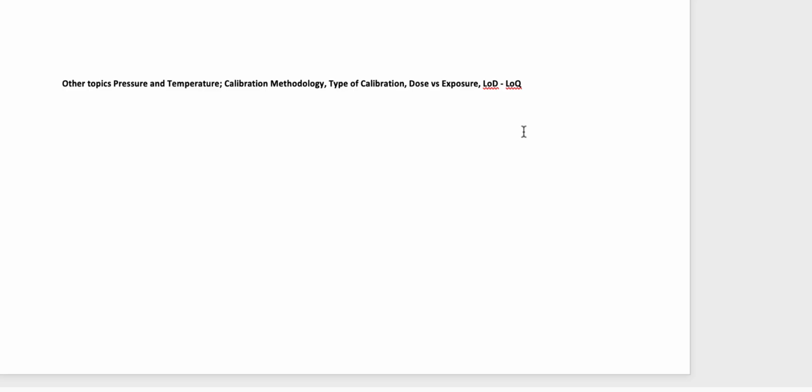So that's about it for the review. Other topics that may be covered include adjusting a sample volume for changes in temperature and pressure, different types of calibration methodology, when they would be used, types of calibrators, and potentially some questions concerning dose versus exposure, and the limit of detection versus the limit of quantification. Certainly the other review is important as well as this one.